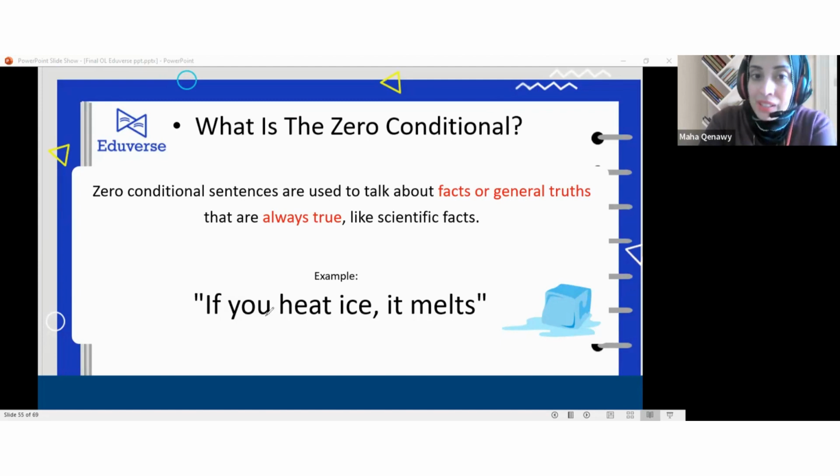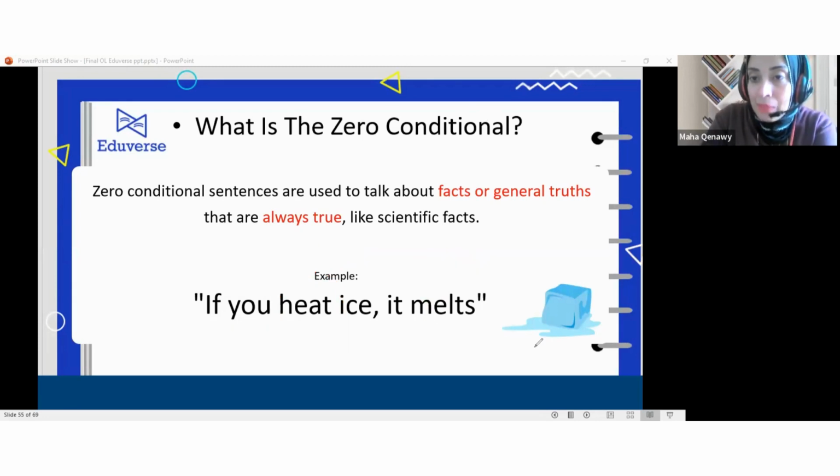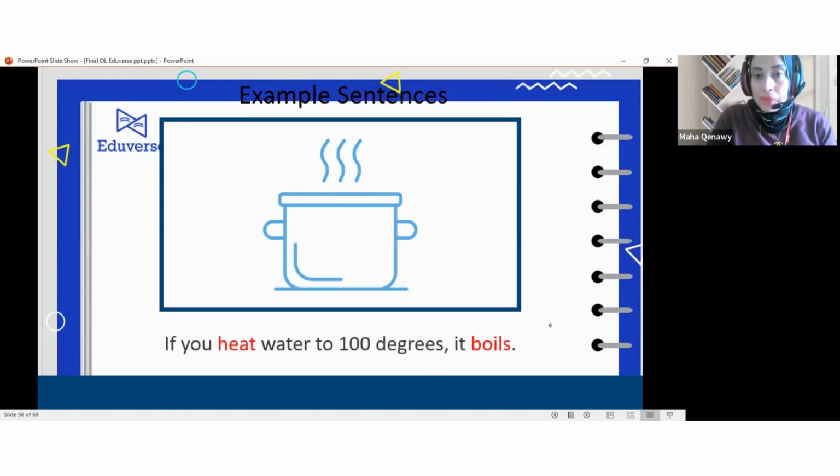What does zero conditional mean? It means present, present. The if clause is present simple. The main clause is present simple as well. Let's see some examples. What happens if you heat water to 200 degrees? It boils. It's a scientific fact.